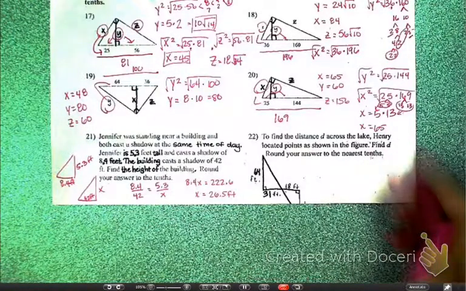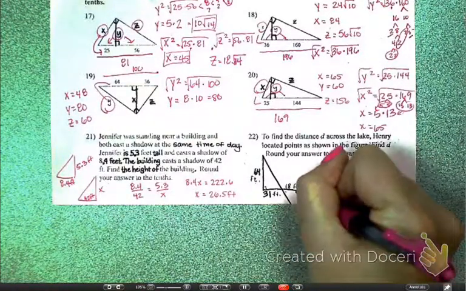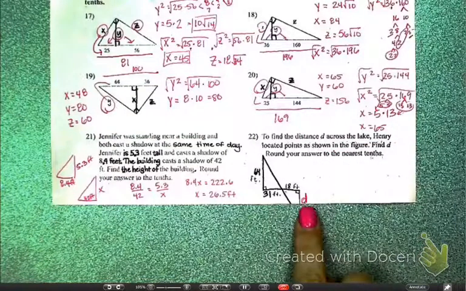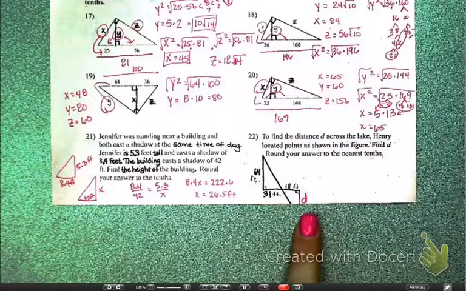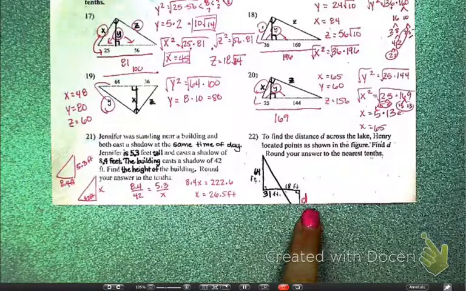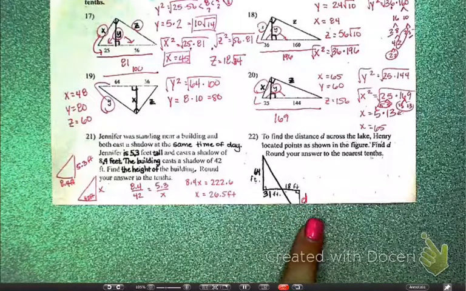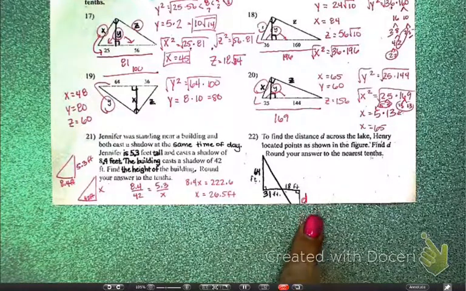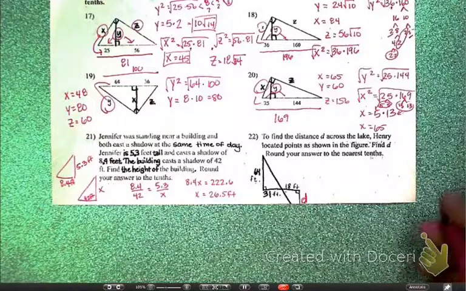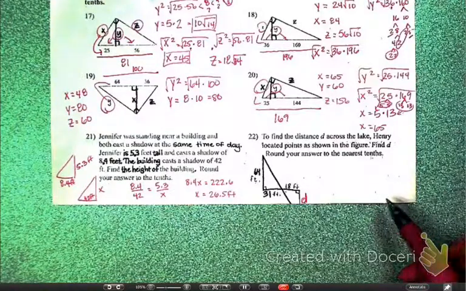Okay, last one. To find the distance D, so it was hard to see, it got cut off, but this distance here is D. Hopefully you figured that out. Across the Lake Henry located points is shown in the figure. Find D, round your answer to the nearest tenth. So what should I set up my proportion as? Someone give me what proportion they have.